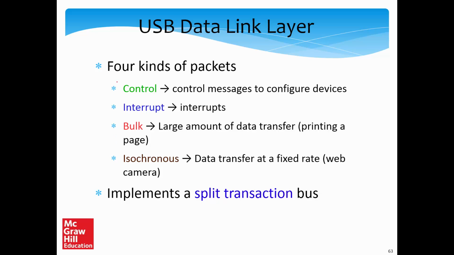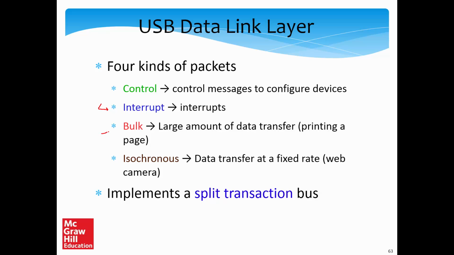So the USB data link layer actually defines 4 kinds of packets. So we have control messages. The control messages are used to configure devices, and so they are basically sent at the beginning of a USB connection to ensure that the device is configured properly and it can talk to the computer. We have interrupts. So for example, when we press a key on the keyboard, we have an interrupt. So the interrupt goes to the computer.